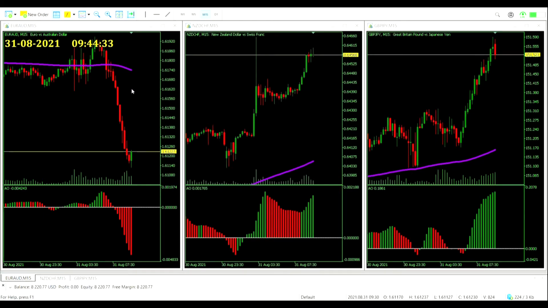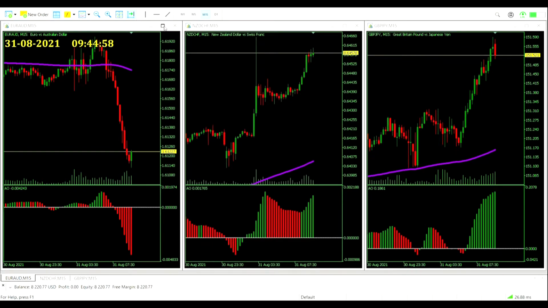On the left, we've got the Euro Aussie dollar. In the center, we've got the New Zealand dollar Swiss franc. And on the right, we've got our pound yen pair, that guppy there. All of them with the 200 exponential moving average and the awesome oscillator pulled up. And it looks like on all three of them during the Asian session, we would have got some good profits.